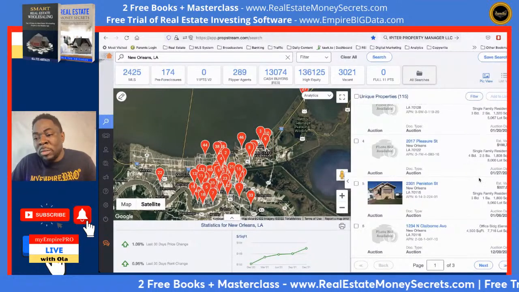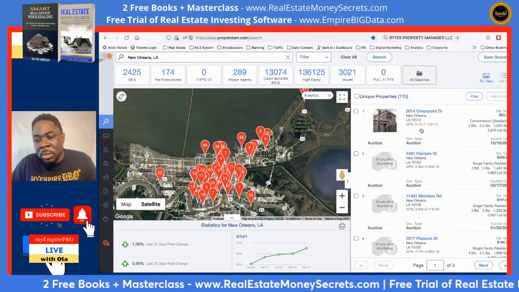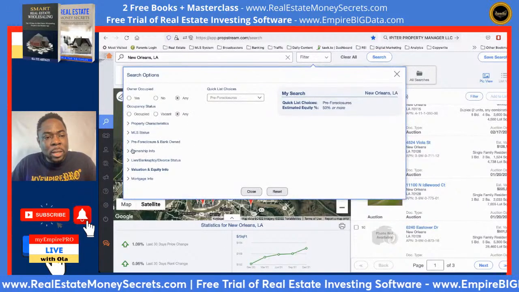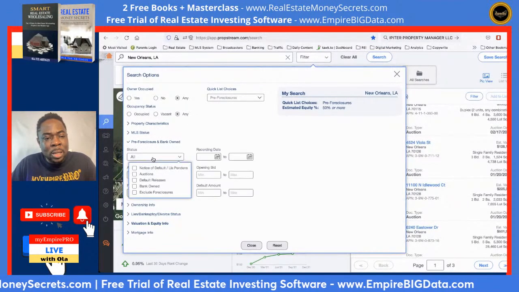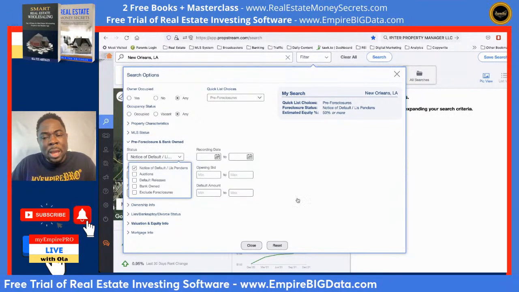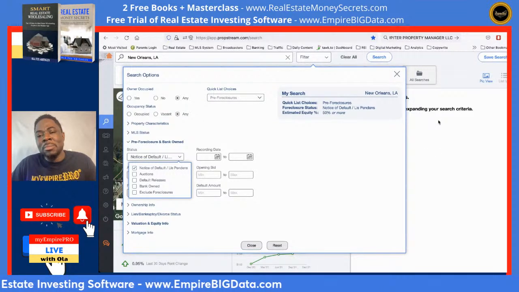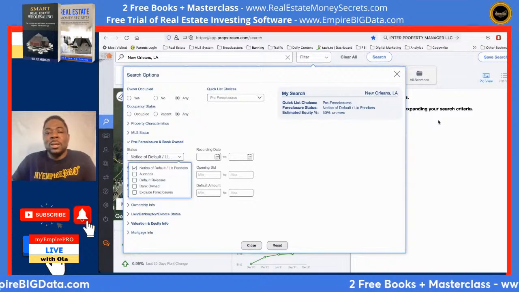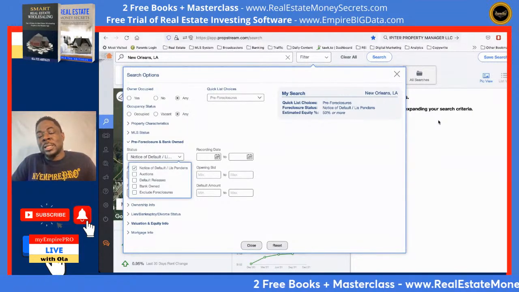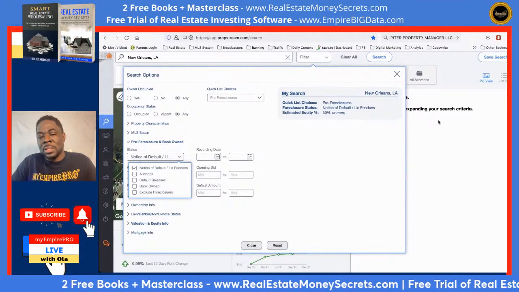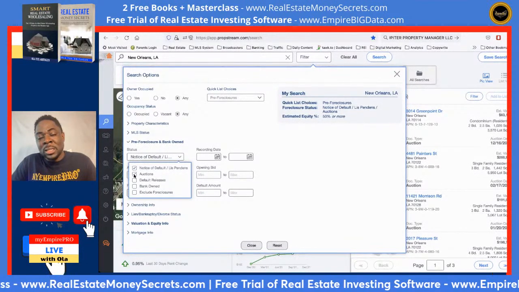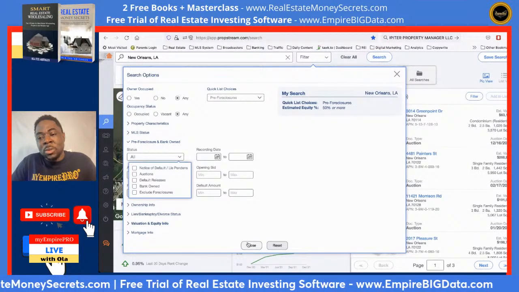So if the property is worth, okay, this one says auction, a lot of them are auction. I try to avoid auction. So I can go here under pre-foreclosure and say I only want notice of default. And that emptied out the list, okay? That probably means in New Orleans, Louisiana, that after pre-foreclosure, they hit auction very fast, okay? But again, if you're in New Orleans and that's the market you're really interested in, it's okay. You can still go after those people.